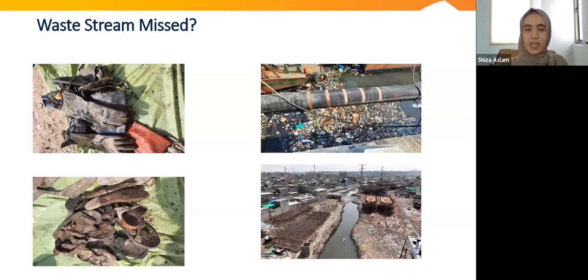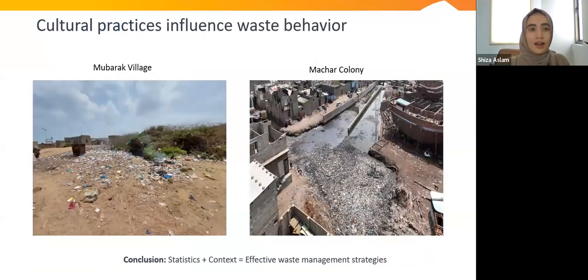And this is just to explain one economic side of one community. But we can imagine Karachi has diverse economic activities, and that could be said for many other developing countries and megacities as well, and might miss various significant streams in the data collection. Again, the cultural practices are not necessarily captured within those tools and methodologies.